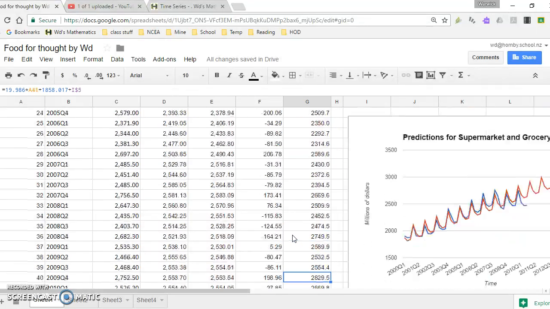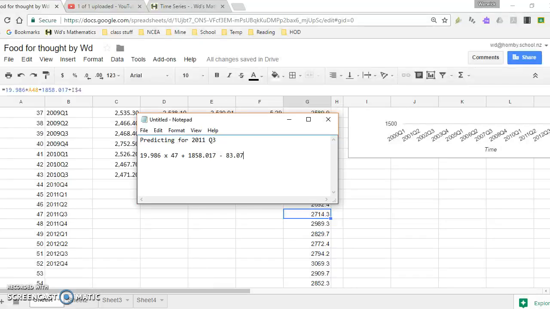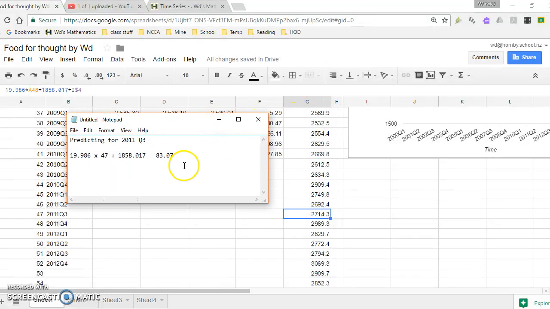And we can get the calculator out and just figure that out. I'm just going to go down because Excel already figured it out for me. So this is that time. So if I put that in my calculator, I should get $2,714.3 million or $2.7 billion. Let's write that down. So that's equal to 2,714.3 million dollars.